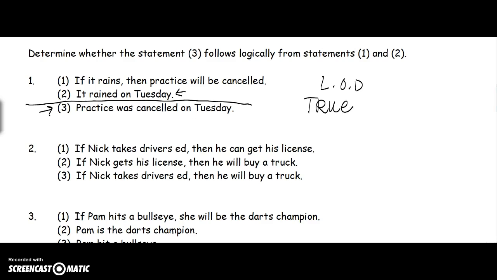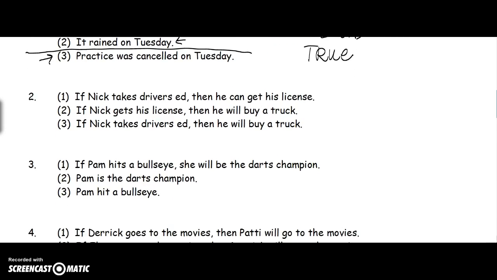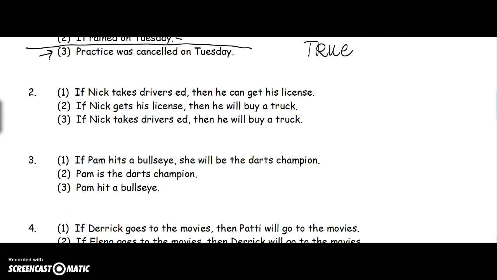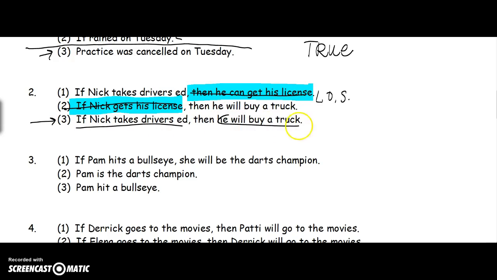Example 2, if Nick takes driver's ed, then he can get his license. If Nick gets his license, then he will buy a truck. So your conclusion would be, if Nick takes driver's ed, then he will buy a truck. This is LOS. We look to see if these two match. Since they do, they would have canceled. So you would have said, if Nick takes driver's ed, then he will buy a truck. And that's a true statement.